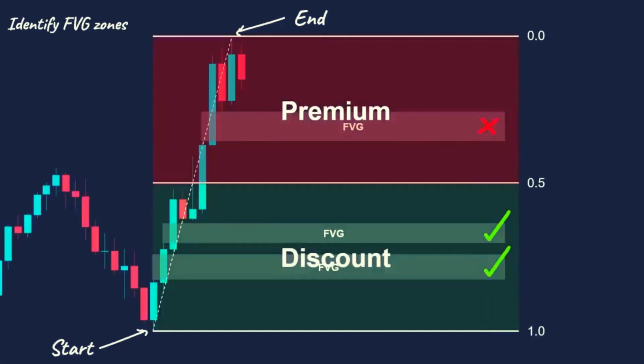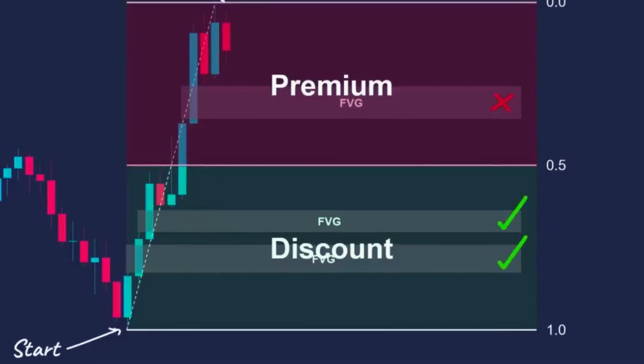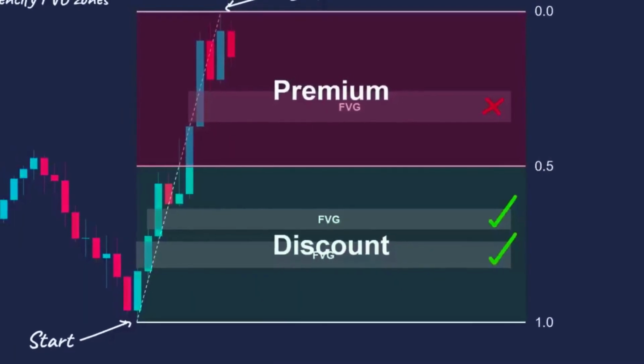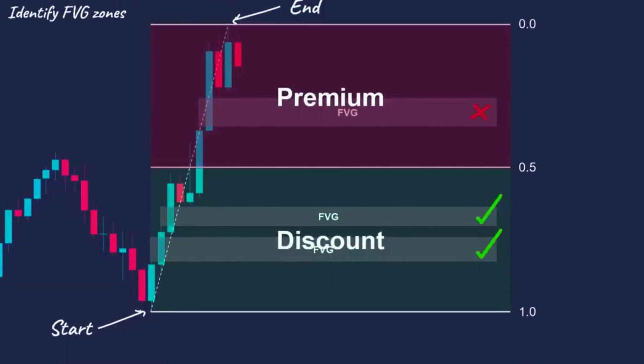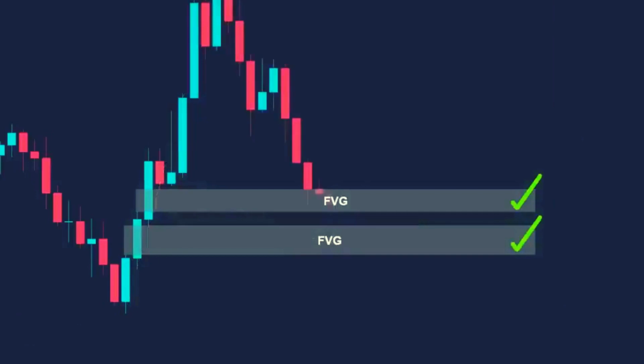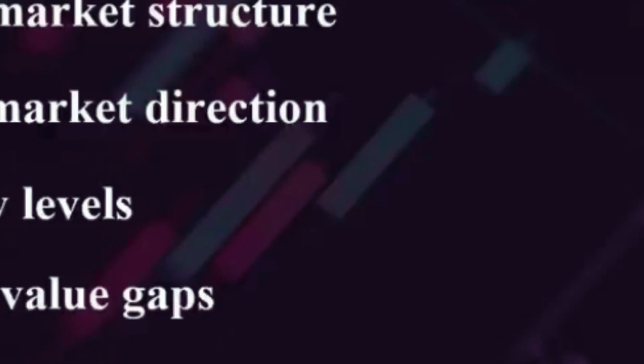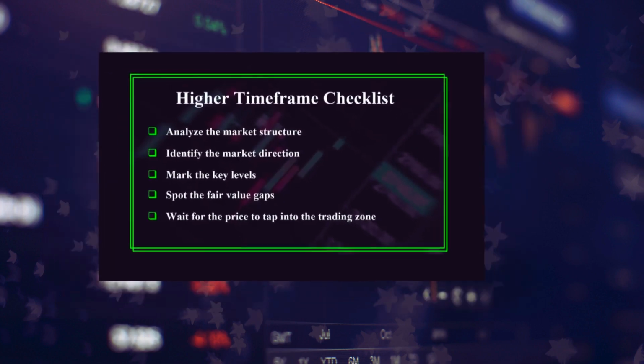After identifying our optimal trading zone, we wait for the price to tap into that area and zoom into a lower timeframe to search for reversal confirmations and execute trades. This concludes the general analysis. These are the concepts we apply in the higher timeframe.